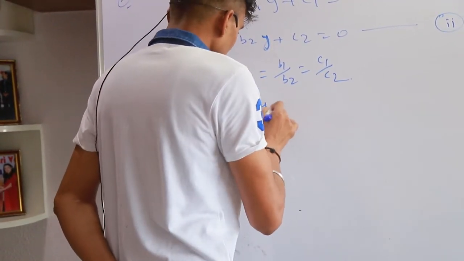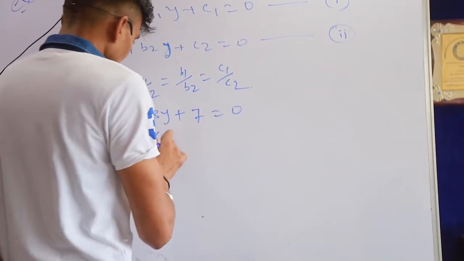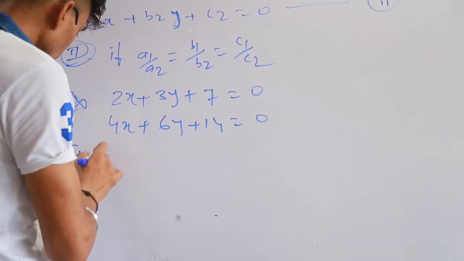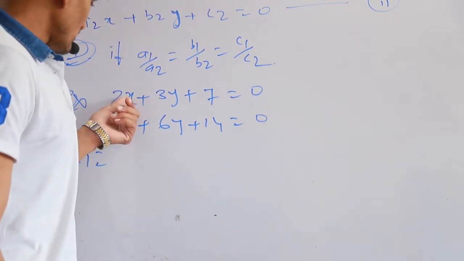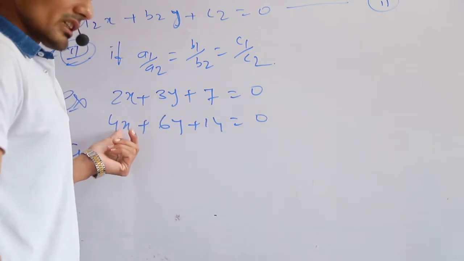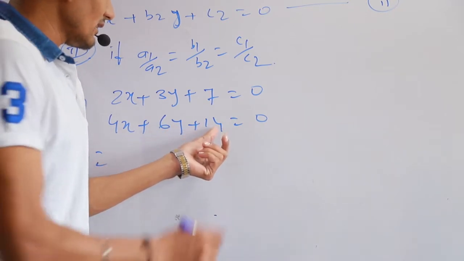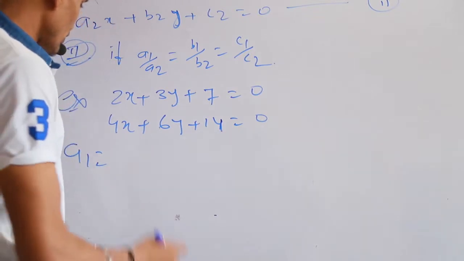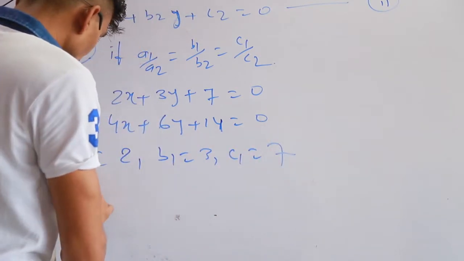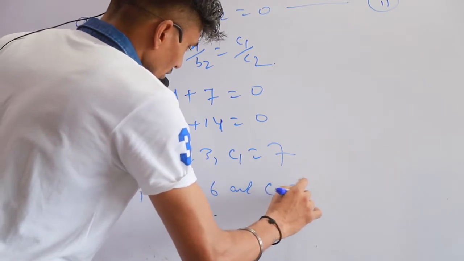2x plus 3y plus 7 is equal to 0. 4x plus 6y plus 14 is equal to 0. Here, you know very well, a1 is the coefficient of x, b1 is the coefficient of y, c1 is the constant term, that is 7. a2 is the coefficient of x, that is 4, b2 is the coefficient of y, that is 6, and c2 is the constant term of the second equation. So a1 equal to 2, b1 is equal to 3, and c1 is equal to 7. a2 equal to 4, b2 equal to 6, and c2 equal to 14.